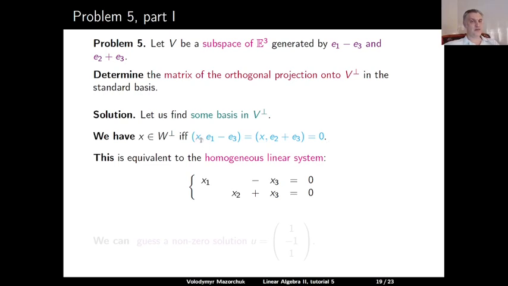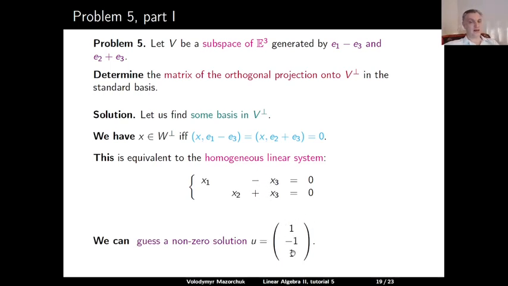The scalar product between x and e1 minus e3 is x1 minus x3. This should be 0. And the scalar product between x and e2 plus e3 is x2 plus x3. It should be 0. And here one can directly guess a non-zero solution. So the element 1, minus 1, 1 is a solution to the system.